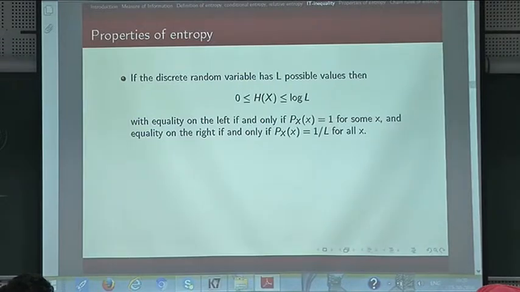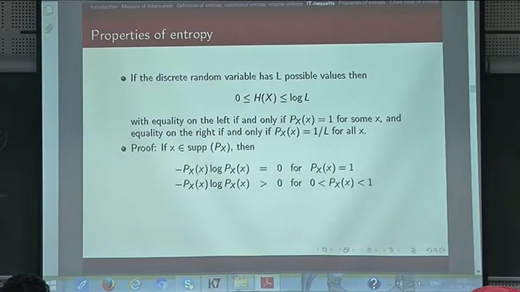So before that, let us talk about one or two properties of entropy. It says that if a discrete random variable has L possible values, then its entropy is lower bounded by 0 and upper bounded by log of L. And when will the upper bound occur? The upper bound occurs only when all the L values are equally likely and their probabilities are the same, that is 1 by capital L.